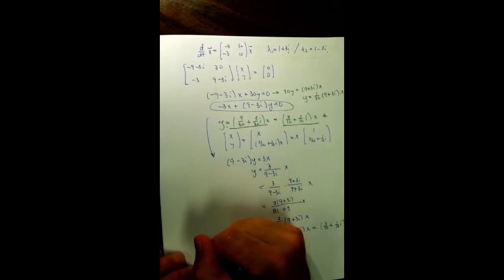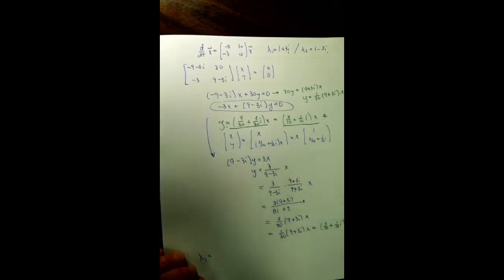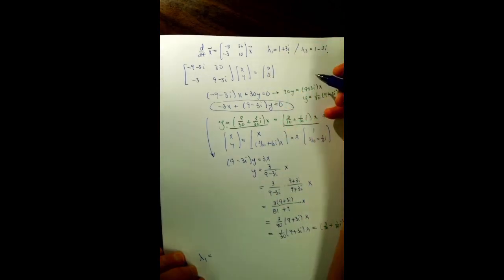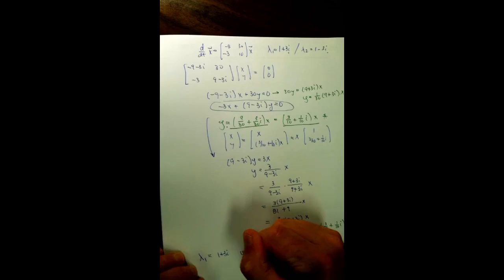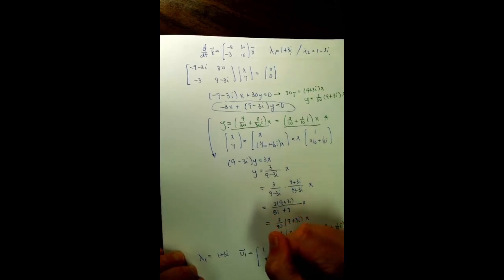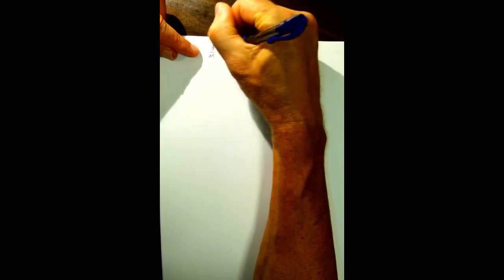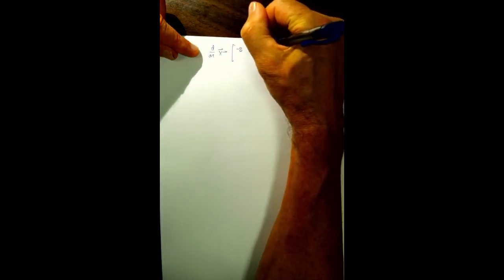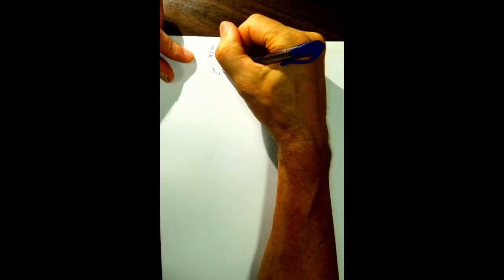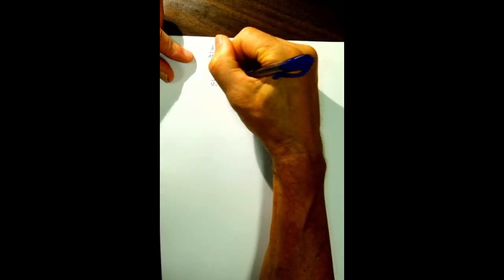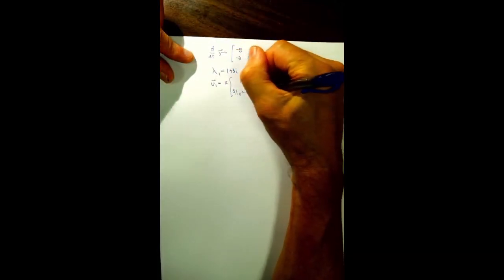So I have lambda 1 is 1 plus 3i, and the eigenvector is going to be 1 and 3/10 plus 1/10 i times any number x. All right, so where are we? Again, we had derivative of x is minus 8, 30, minus 3, 10, x. We have eigenvalue lambda 1 is 1 plus 3i. Its eigenvector is anything times 1, then 3/10 plus 1/10 i.